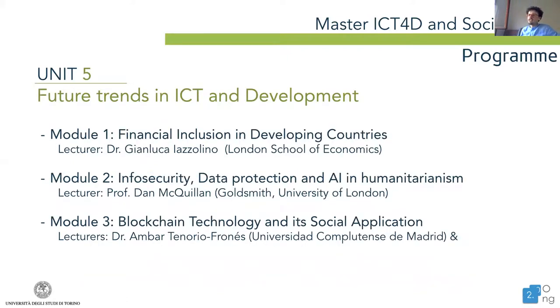The last unit looks at future trends. So again, we start with financial inclusion in developing countries. And then we move on with info security and AI in humanitarianism. We look at the role of AI, understanding AI, and also doing lots of practical work and playing with it, and facial recognition as well. And lastly, we conclude with blockchain technology.